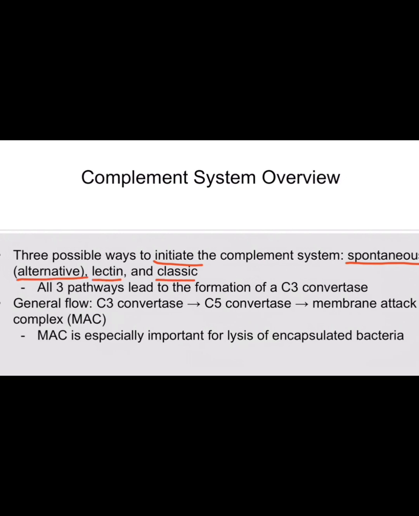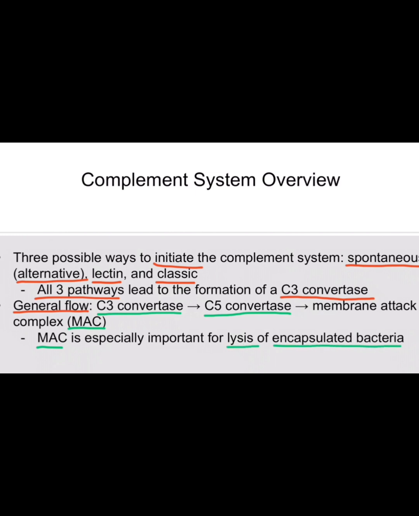Now, it's easy to get lost in the weeds of all 3 of these pathways, but what you need to know is that all 3 pathways lead to the formation of a C3 convertase. So here's the general flow of the complement system. C3 convertase is formed, then C5 convertase is formed, and then the membrane attack complex is formed, abbreviated MAC. And the membrane attack complex is really important for the lysis of encapsulated bacteria.